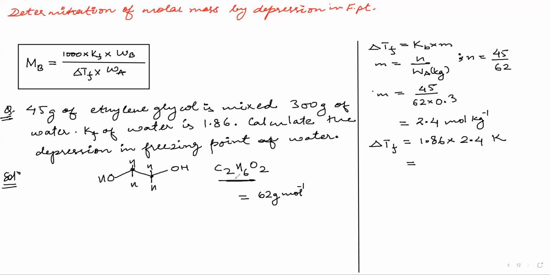Sanya has written some things, but I am not able to understand it. Sir, that is T naught F. You have written T naught F, which is not that much. Tell me how much is delta TF? Did anyone get delta TF? Raise your hand. Sanya, what is delta TF? Sir, it is 4.46. Okay.